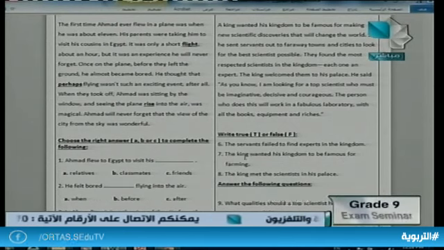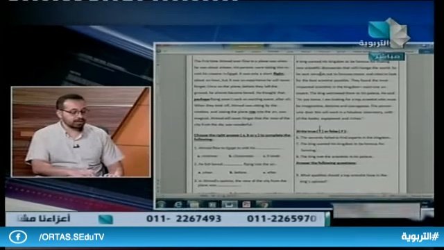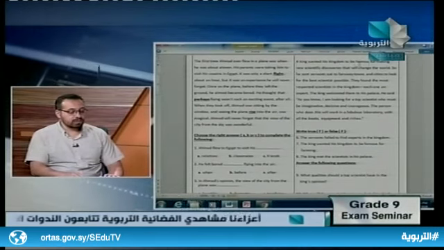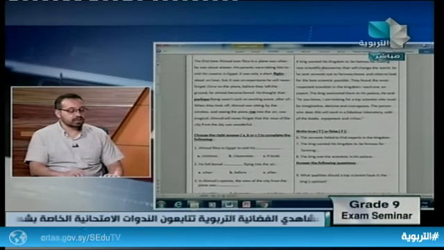Good. Let's see number 7. The king wanted his kingdom to be famous for farming. As you know, farming is growing plants. Let's link it back to the text. A king wanted his kingdom to be famous for making new scientific discoveries that will change the world. So not in farming. Exactly. In science. So again, the sentence number 7 is false. It's not true.